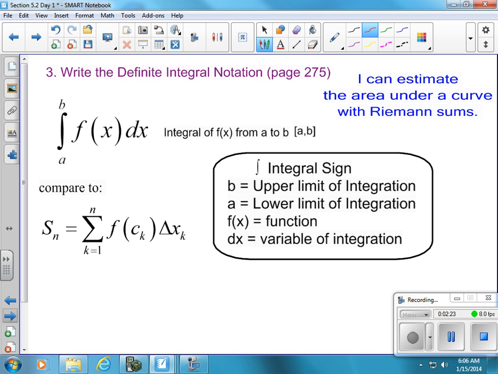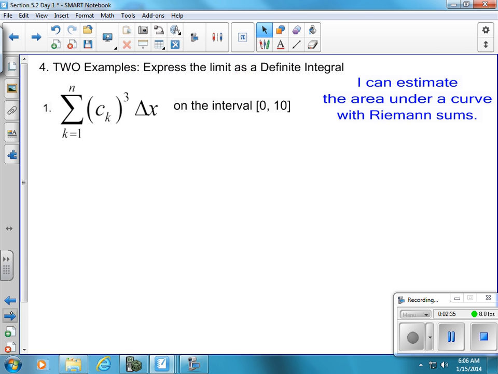Here's the definition of all the parts of the integral sign. All right, and this is called the integral. It's cute. It's like a long S. I'm sure you've seen it. All right, so first thing we're going to do is make these sums into integrals. So we're going to use the integral sign.